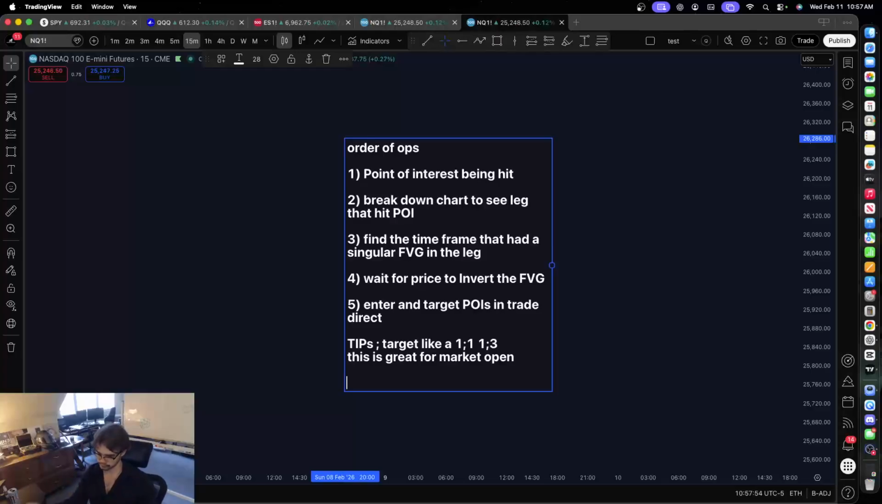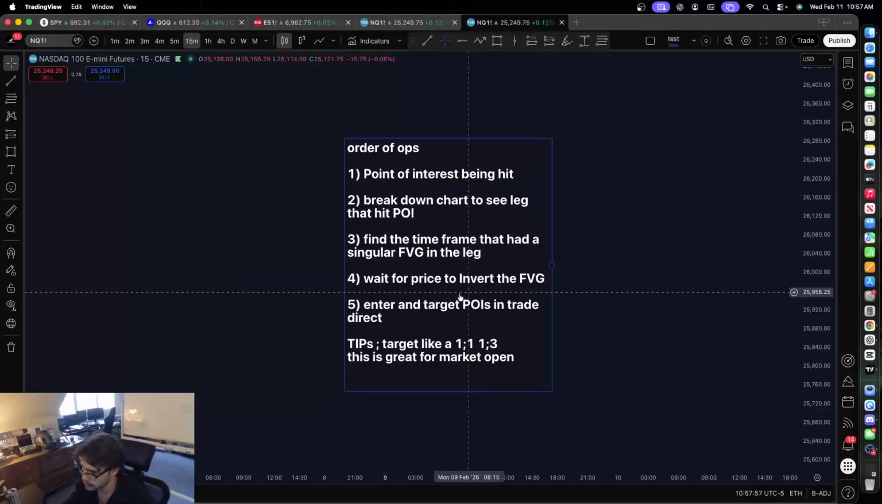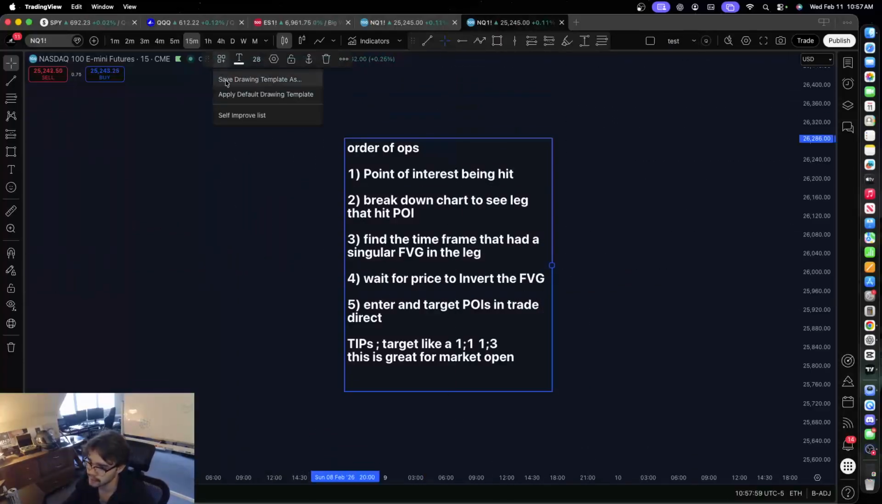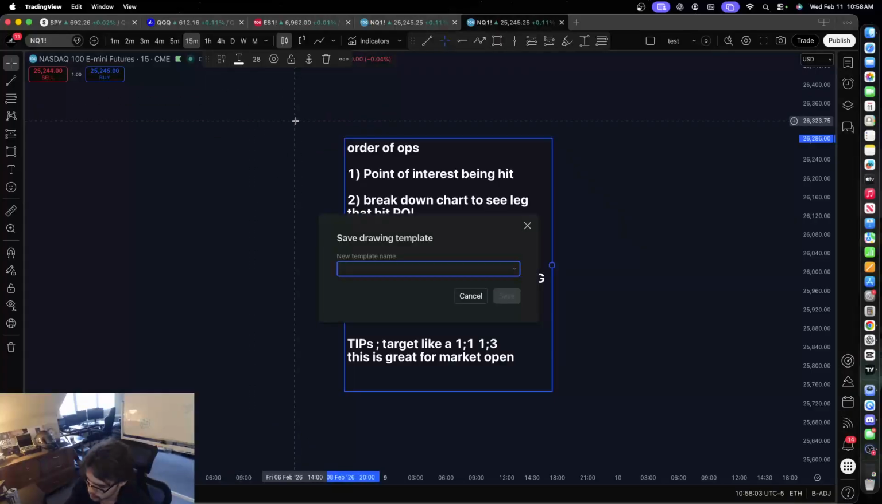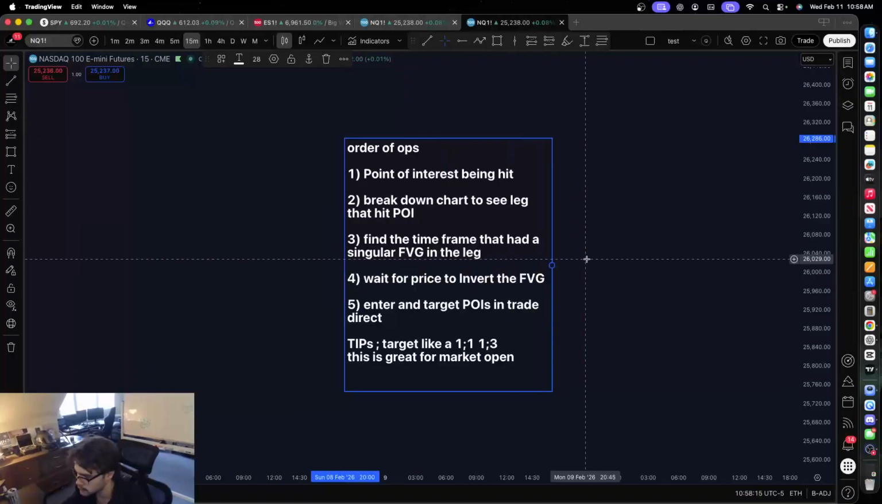Cool. So if you want to take a screenshot of this, by all means. Can I save this? Oh, I can. Save drawing as order. We're going to call it OOO, I guess technically order of ops. We're going to do order of ops, just so we can refer back to this in a second.